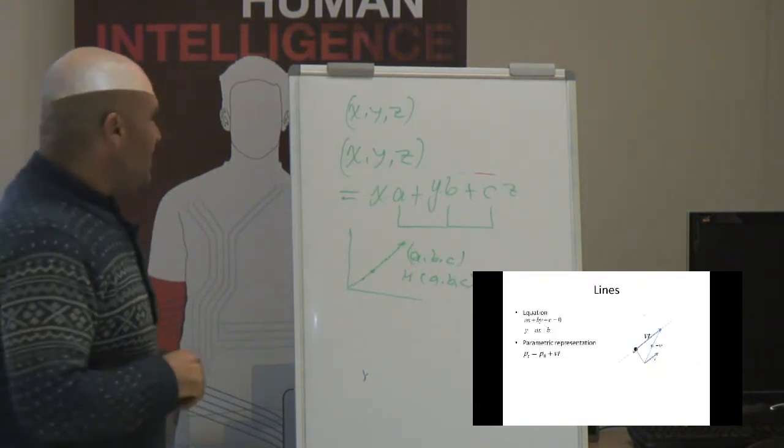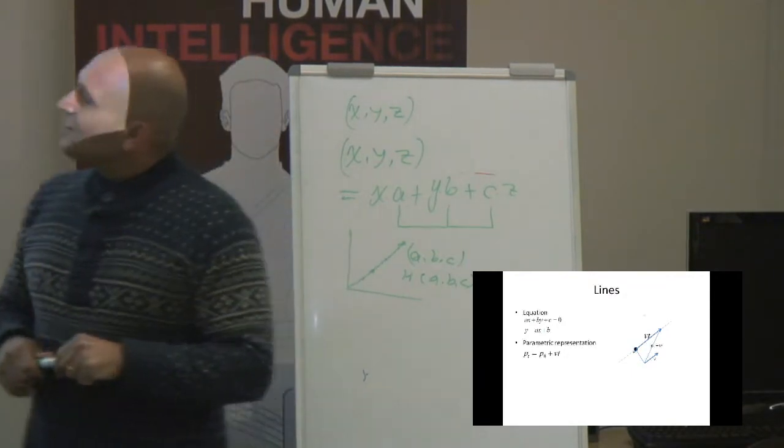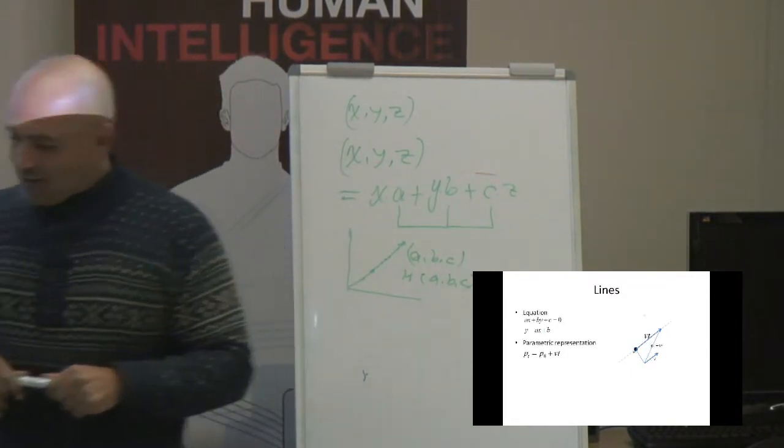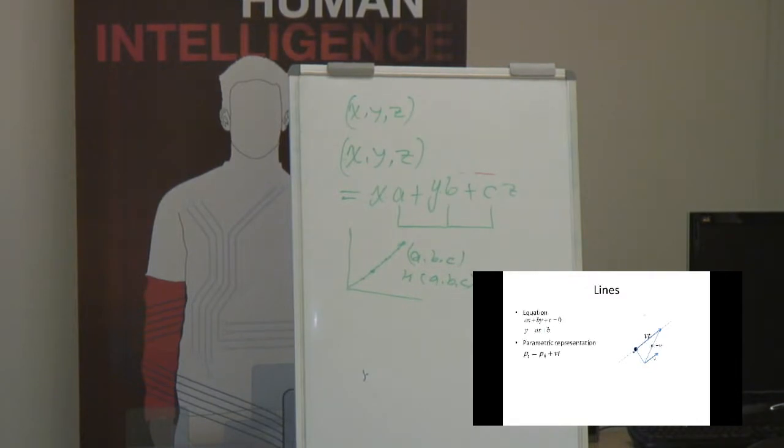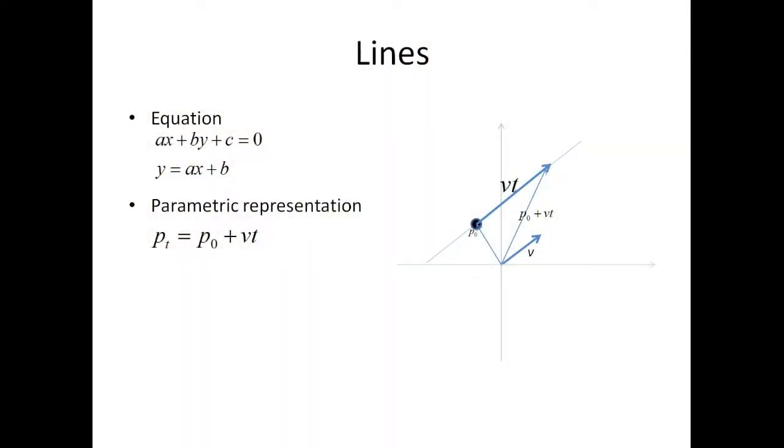Now, usually when we learn about a line equation in high school, we write it as y equals ax plus b, where a is the slope of the tangent and b is the intersection with the y-axis. We could also write it as ax plus by plus c equals 0. It's the same equation; we just divide the top equation by b and we get the lower one.